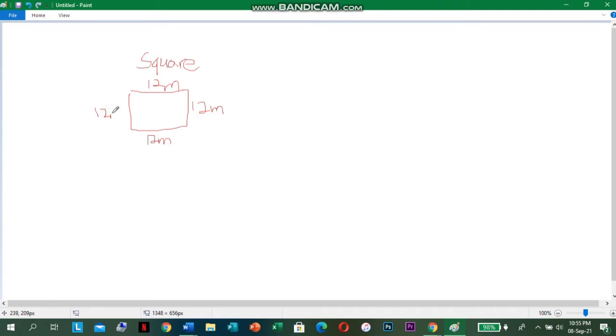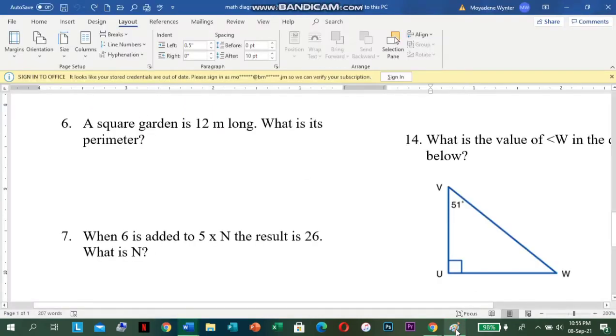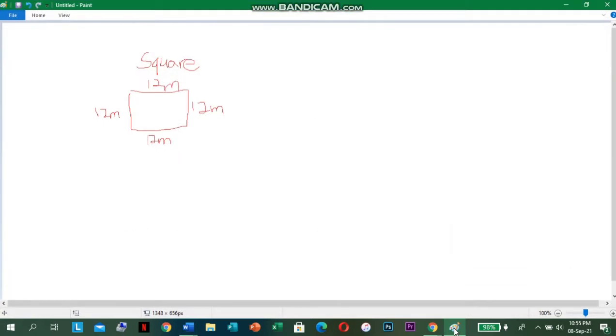Now it's asking, what is its perimeter? So perimeter means to what? Add. It's the distance around an object. So we have to add the distance around the object. We have to add 12 meter plus 12 meter plus 12 meter plus 12 meter.